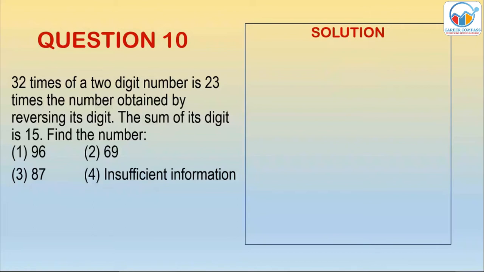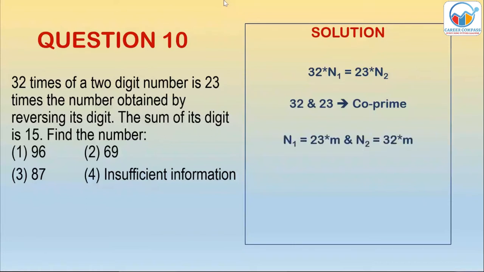All right, so let us look at this. We can definitely say that the relationship will be like this, where n1 and n2 are the numbers, and the reverse is what we are talking about. Interestingly, 32 and 23 are co-prime numbers. So when the numbers are co-prime, any multiple of 23 will be the value of n1, and the corresponding multiple of 32 will be the value of n2, because that will always satisfy this. So we can directly look at the options without doing anything.